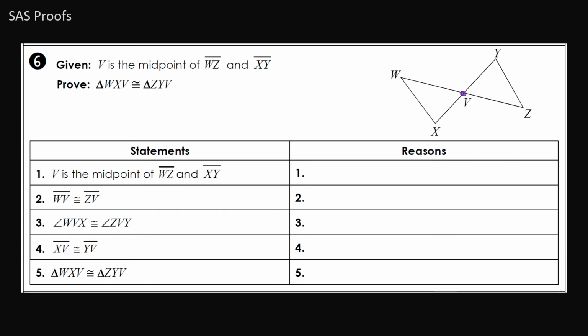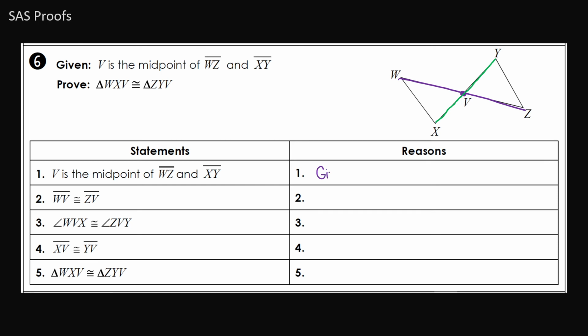So I'm going to start by labeling what I know in the diagram. So V, this point right in the middle, is the midpoint of WZ. Here's WZ. And it's the midpoint of XY. Use a different color here. Here's X, XY. And so let's just start. We've got our given statement.